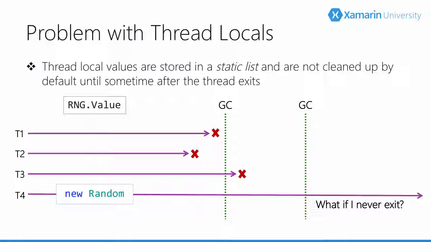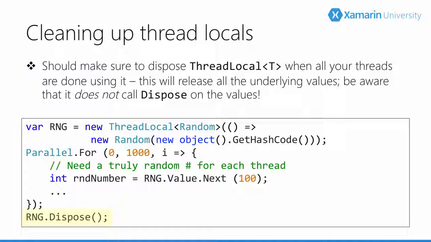So again, how do we fix this particular problem? Well, the way that we're going to do this is by making sure that when we're finished with the thread local, we call dispose on it. It turns out ThreadLocal<T> is disposable, and when we call dispose on it, it'll get rid of all of the thread local values.